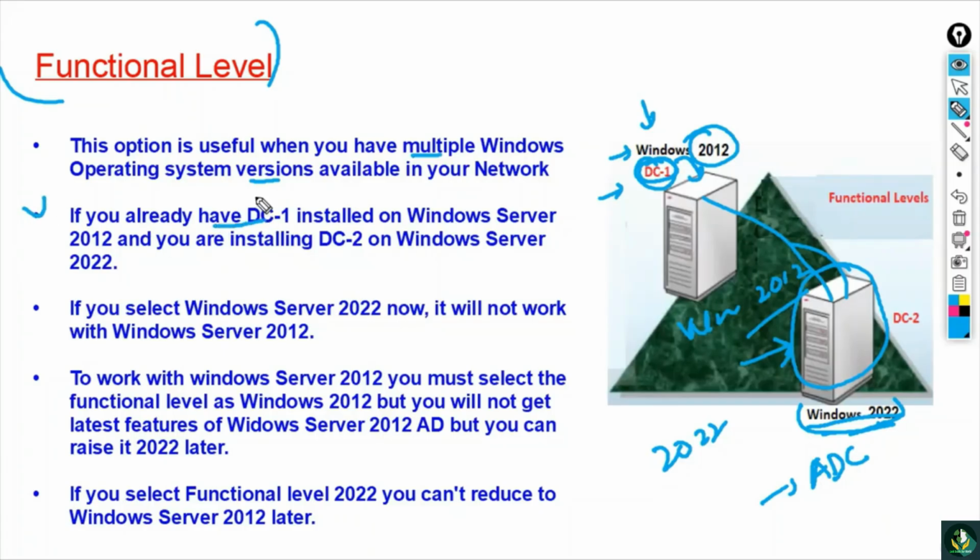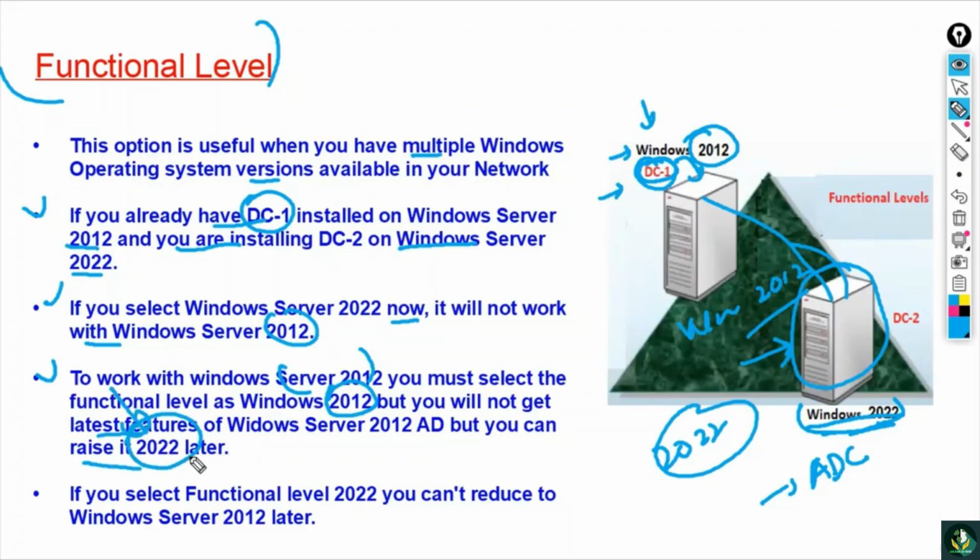If you already have DC1 installed on Windows Server 2012 and you are installing DC2 on Windows Server 2022, if you select Windows Server 2022 now, it will not work with Windows Server 2012. So to work with Windows 2012, you must select the functional level as Windows 2012, but you will not get the latest features of Windows Server 2022. But you can later raise the function level to 2022.